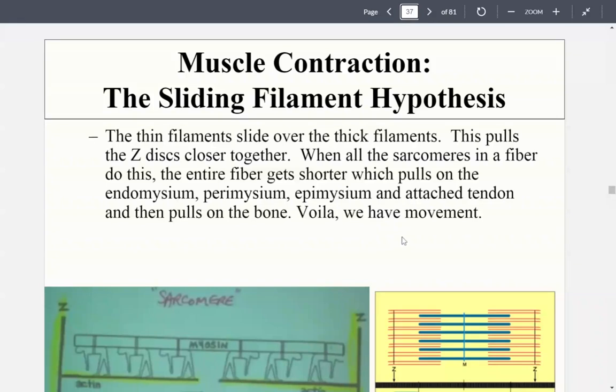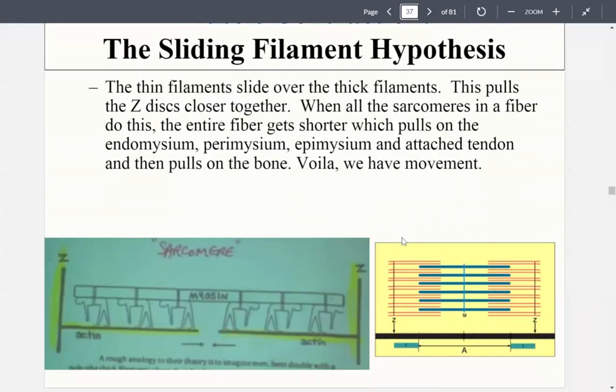All right, let's talk about muscle contractions. So first of all, we're going to start off with the sliding filament theory. This is the theory in which thin filaments slide over the thick ones. This is going to pull those Z discs, or the ends of the functional sarcomere, closer together. When all the sarcomeres in a fiber do this, that entire fiber is going to get shorter.